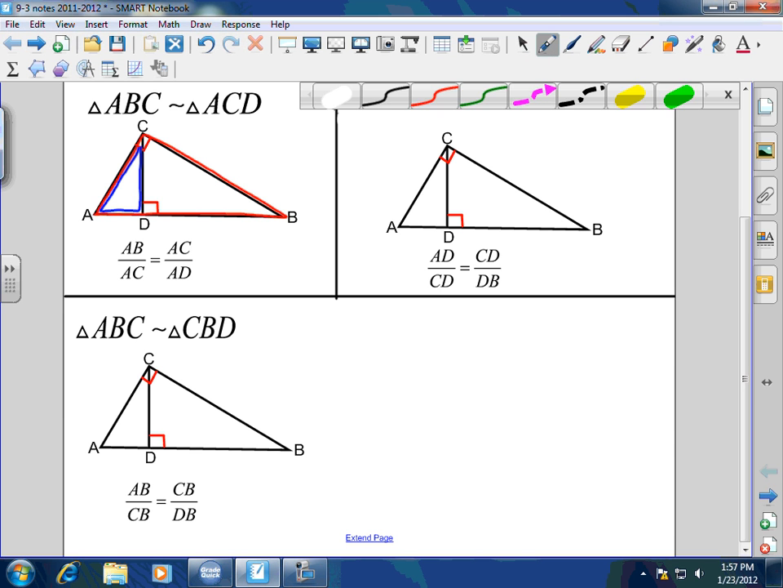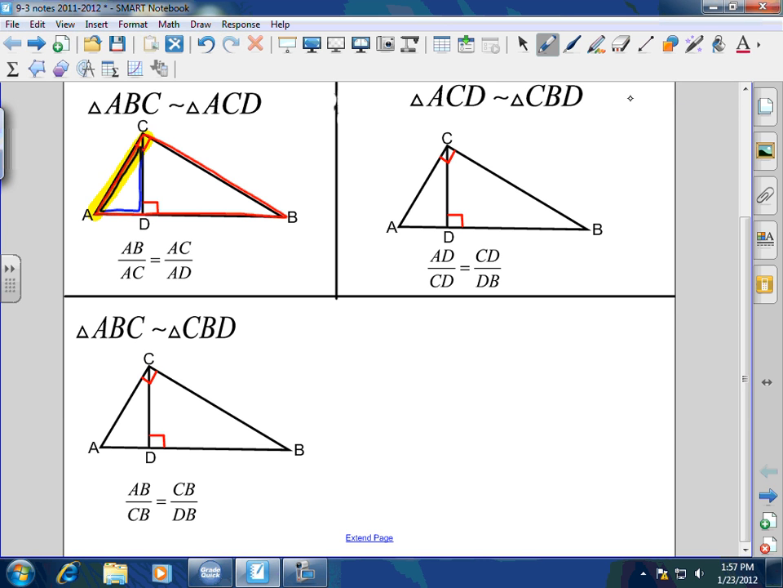AC. Very good. So since AC is the shared side, that is my mean. Remember, we have extremes and means. So that is my mean. So check it out, my brothers. Large side AB to AC, which is the hypotenuse of the small.